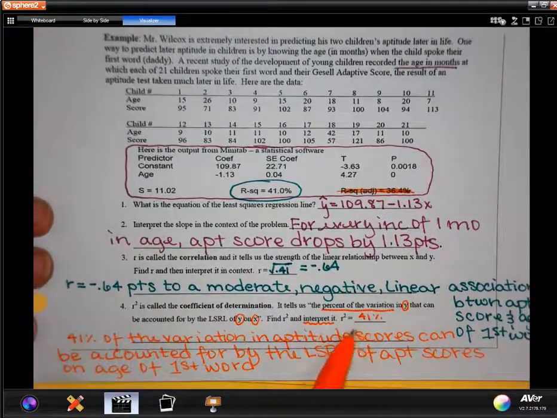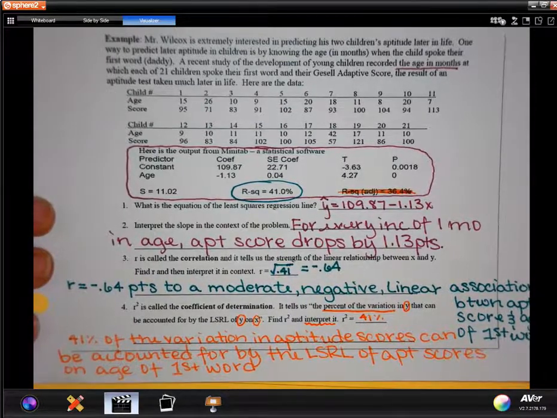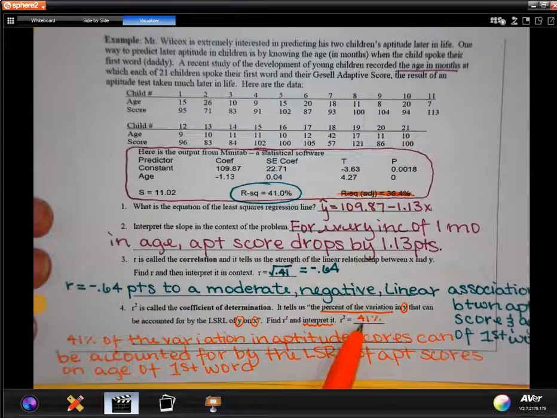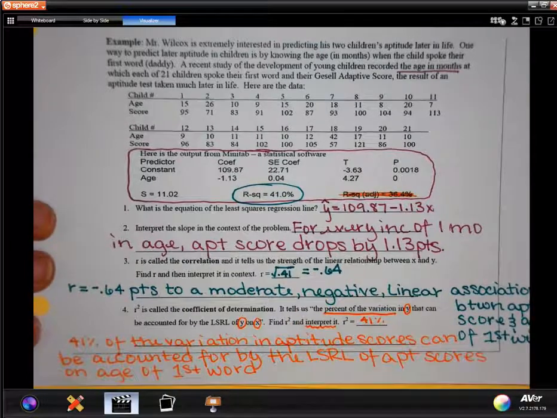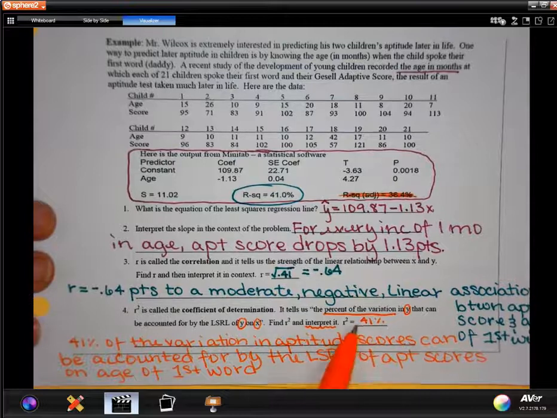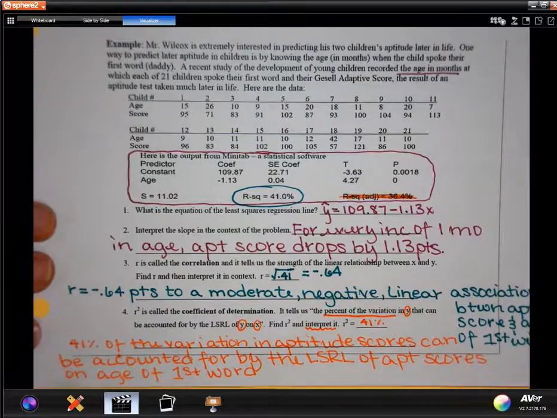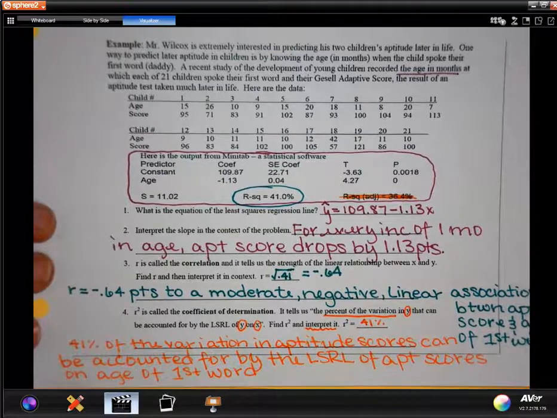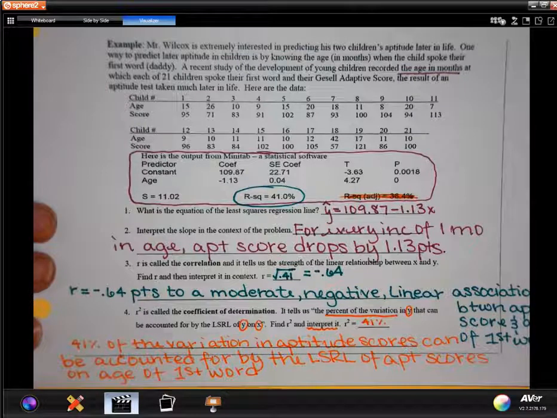So a higher r squared, closer to 100%, is better. The more you can account for the variation, the better your least squared regression line is, which makes sense because the closer to 100%, the closer our r value gets to 1, which means that we're better at making predictions. So 41% really is not a very good r squared. It tells us that our least squared regression line isn't a very good predictor. It doesn't make accurate predictions. Any questions before I flip?